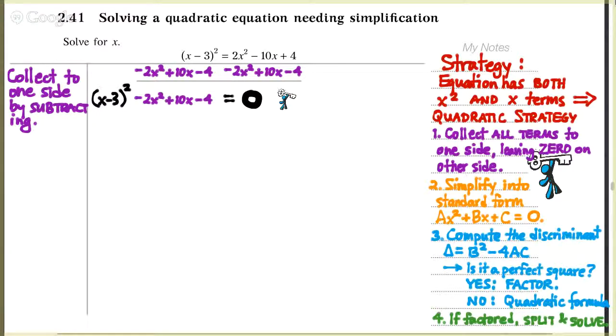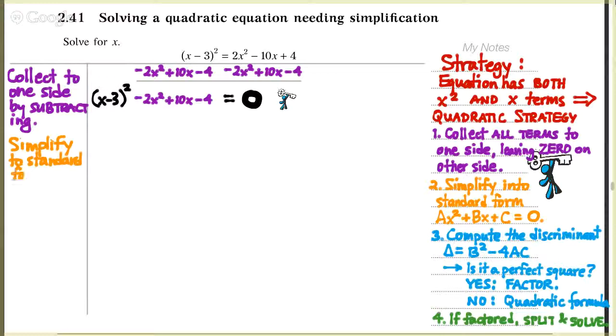When I do that, the left-hand side is going to be that same (x - 3) squared, but then minus 2x squared plus 10x minus 4. Okay, great. So now we have that all-important 0 on the right-hand side of our quadratic equation. That is so incredibly important that if we didn't do this first, chances are we would do a bunch of nonsense next. Now let's simplify.